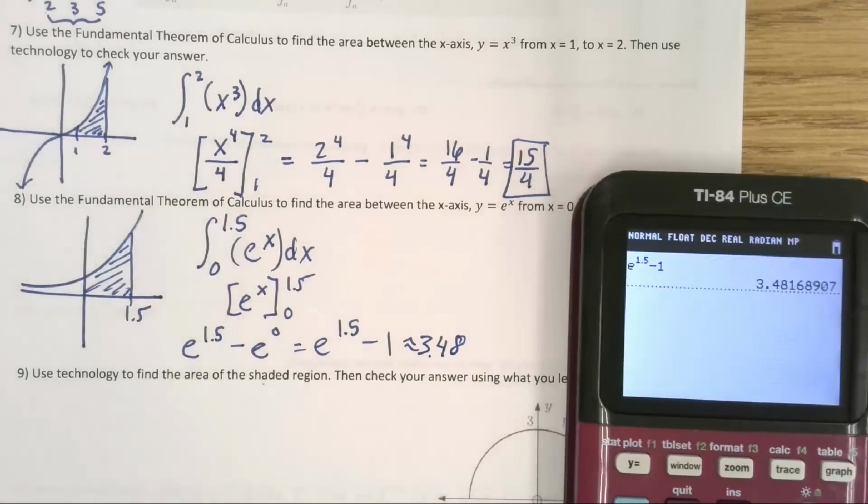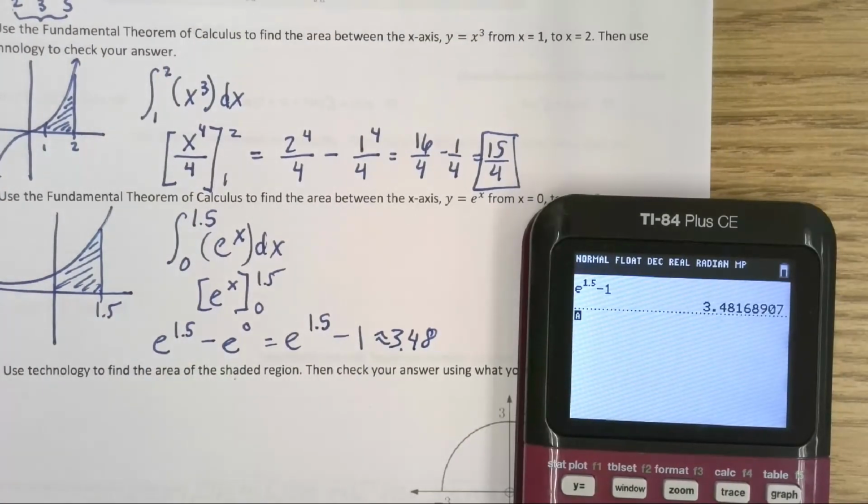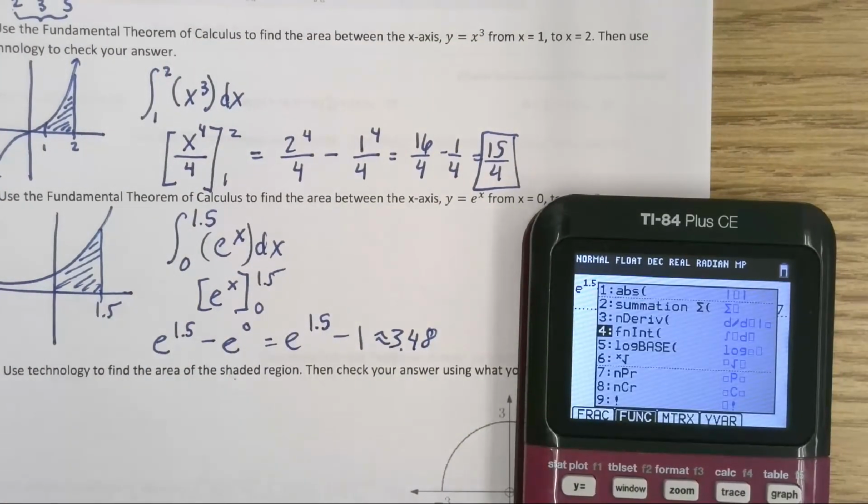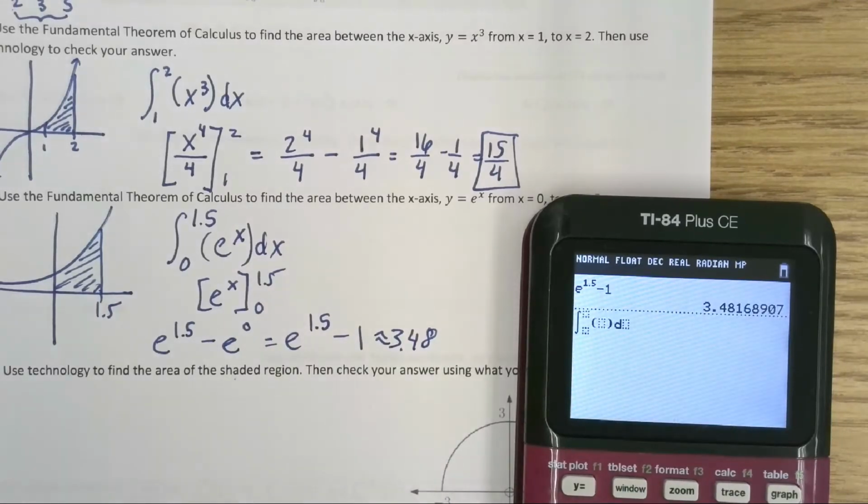And if we're going to check that on the calculator, we would hit my alpha window. We would go down to my function integral. Our limits are from 0 to 1.5. Our function is e to the x dx. And sure enough, we get 3.48.